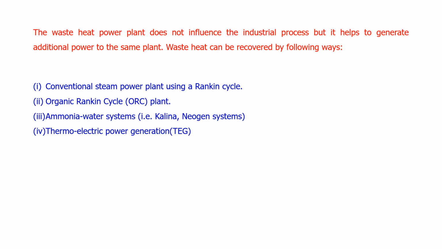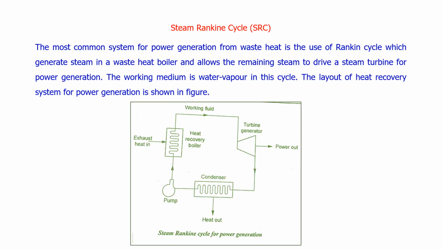We are going to discuss the methodology, advantages and disadvantages of each system. That is the conventional steam power plant using the Rankine cycle, the organic Rankine cycle, and the ammonia water system. In the ammonia water system we have two types, one is Kalina, another one is Neogen. The fourth one is thermoelectric power generation. So let us move on to the first type, that is the basic type.